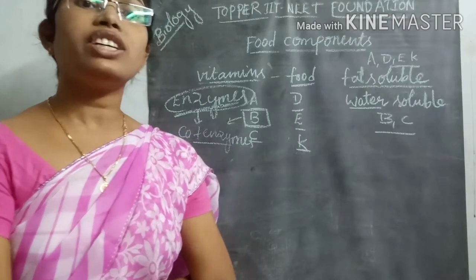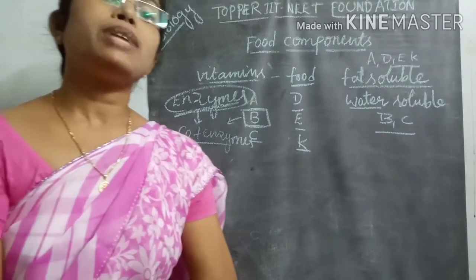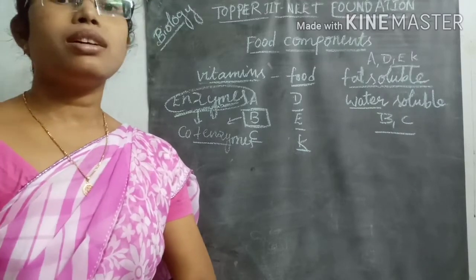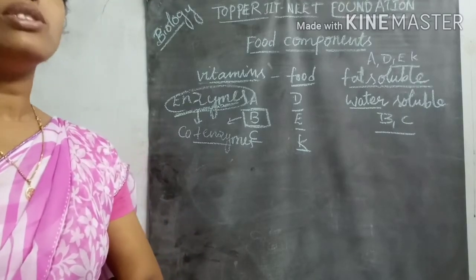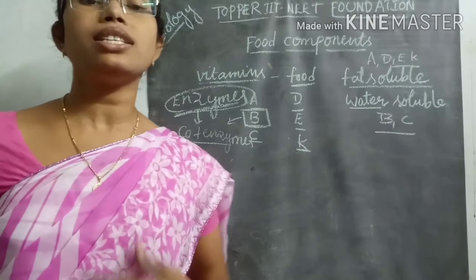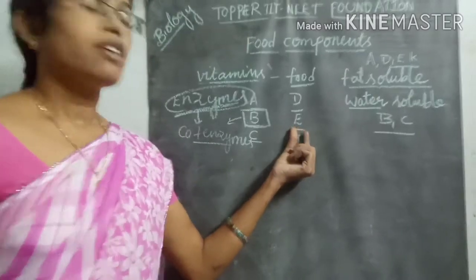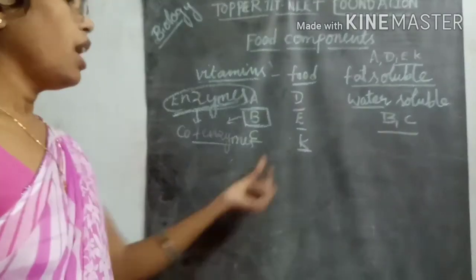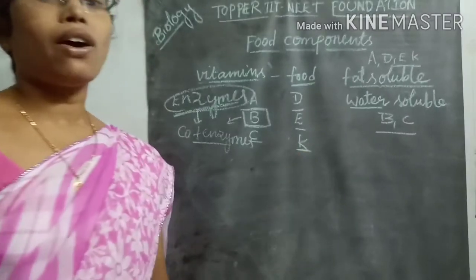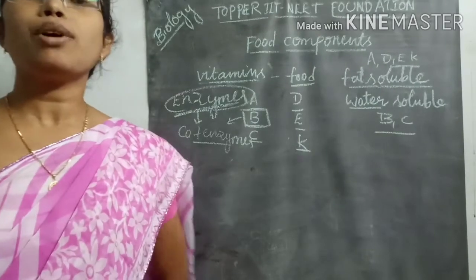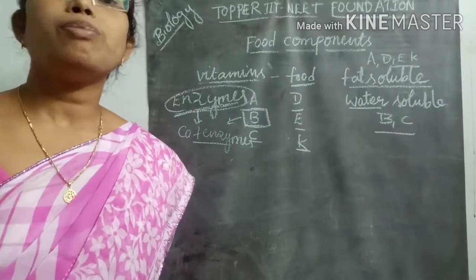And vitamin E, this vitamin E is also called the sterility vitamin. It is very important for fertility in male and female organisms, means for the hormones which are responsible for fertilization and fertility, this vitamin E is very helpful. And the next vitamin is vitamin K. This vitamin K is very important for blood clotting purposes.